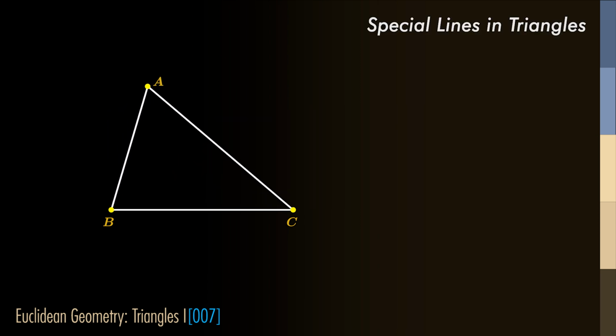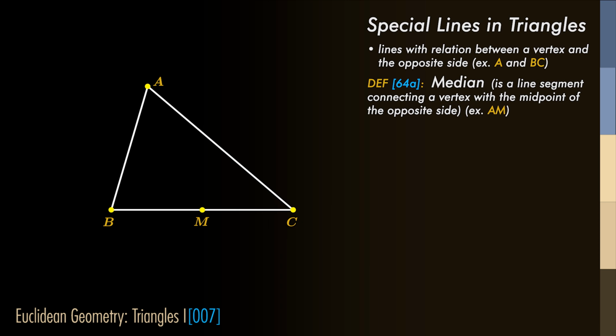If we consider a vertex in a triangle and its opposite side, we can define a number of special lines in the triangle that have a relationship with those two. We will now define some of these special lines. Let's take the midpoint of the opposite side and then connect the vertex with that midpoint. The obtained line segment is called a median in the triangle. It is AM in the figure. If you have difficulty remembering that name, associate the midpoint with it.